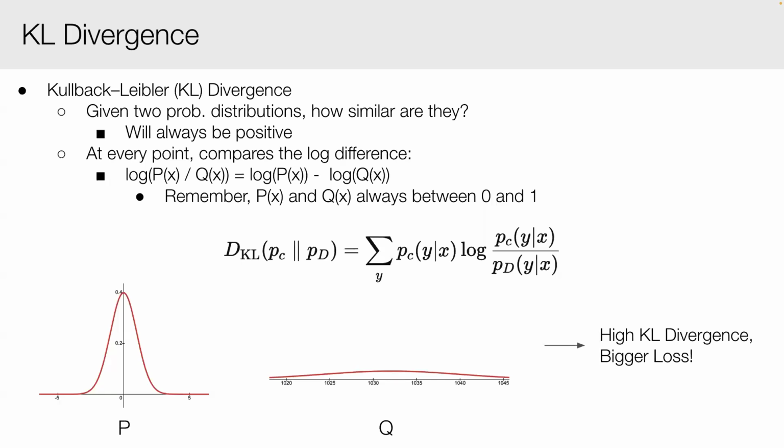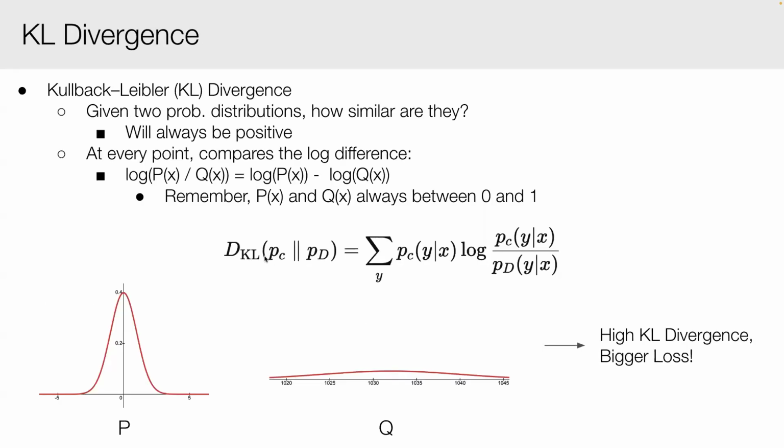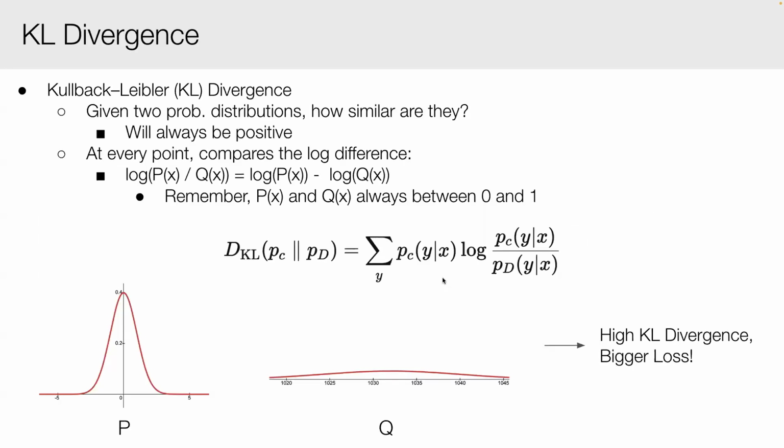Okay. And so what we want, right? The loss of the discriminator is this KL divergence, right? So the difference in distribution between the ground truth distribution and the distribution of the discriminator. And if those two distributions are the exact same, that means the discriminator has now learned the ground truth. In other words, it has a perfect classification accuracy.